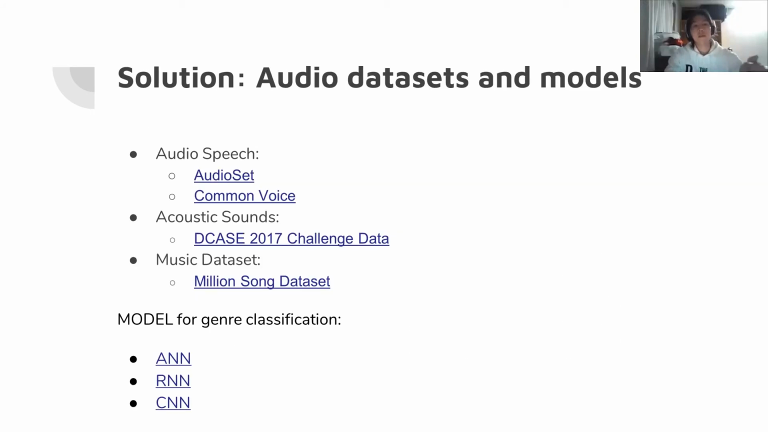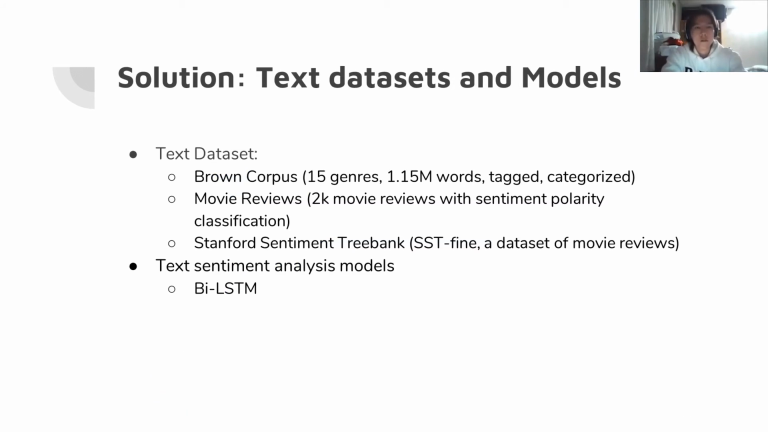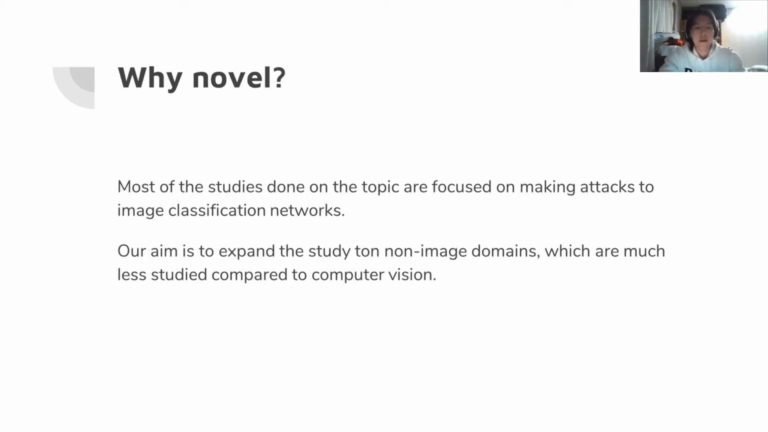We identified several datasets and models to use during our project. For audio, we are using the following datasets. And our models are music genre classification models based on ANN, RNN, and CNN. For the text, we're using the following datasets, and the model that we're using is a text sentiment analysis model. It's based on BiLSTM. And the novelty of our project lies in the fact that most of the studies done before are mostly focused on making attacks on image classification networks. And the aim of our project is to expand the study to non-image domains, which are much less studied compared to computer vision.